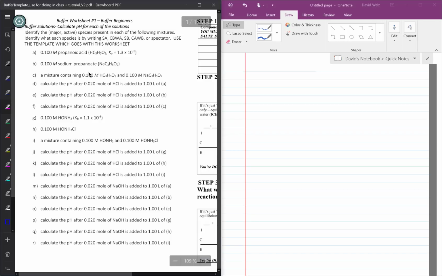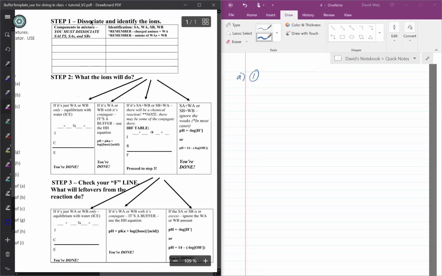All right, let's look at the first one. We have propanoic acid, or letter A, we'll call it. So step 1 on our flowchart is to dissociate. If it's a salt, strong acid, or strong base, we're going to dissociate it and identify the cation and anion as being either a strong acid, strong base, or a salt. Depending on what the cation and anion are, they could behave acidically or cause the solution to be alkaline. So step 1 for part A was propanoic acid, and that's all we had.